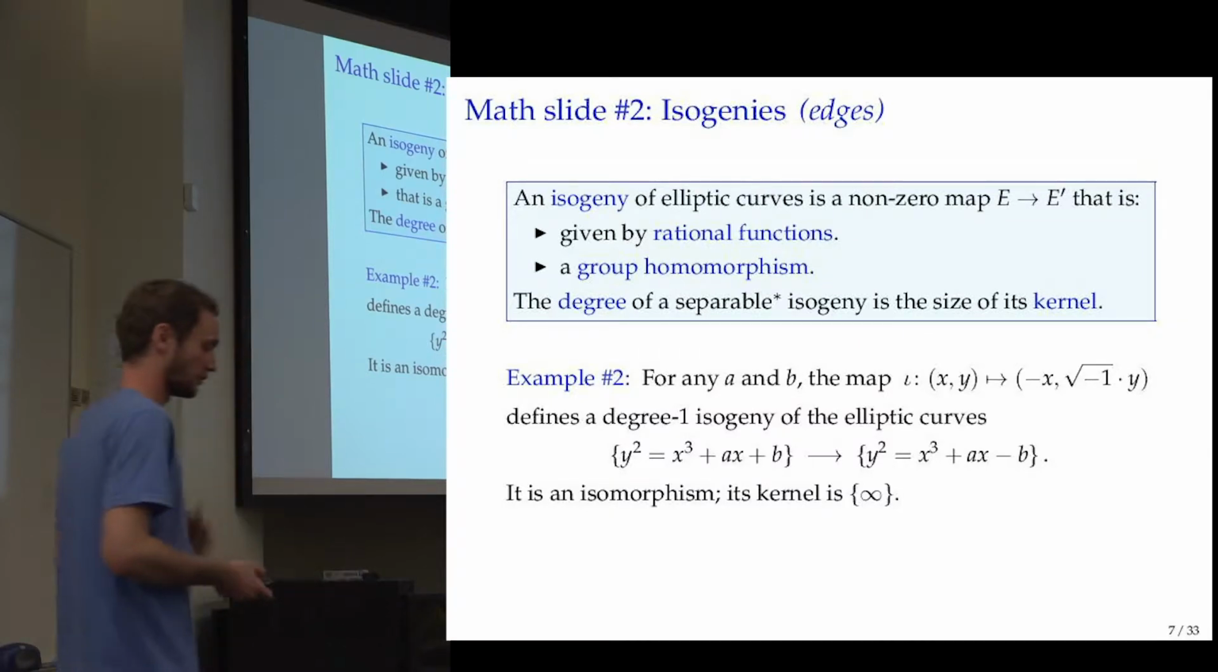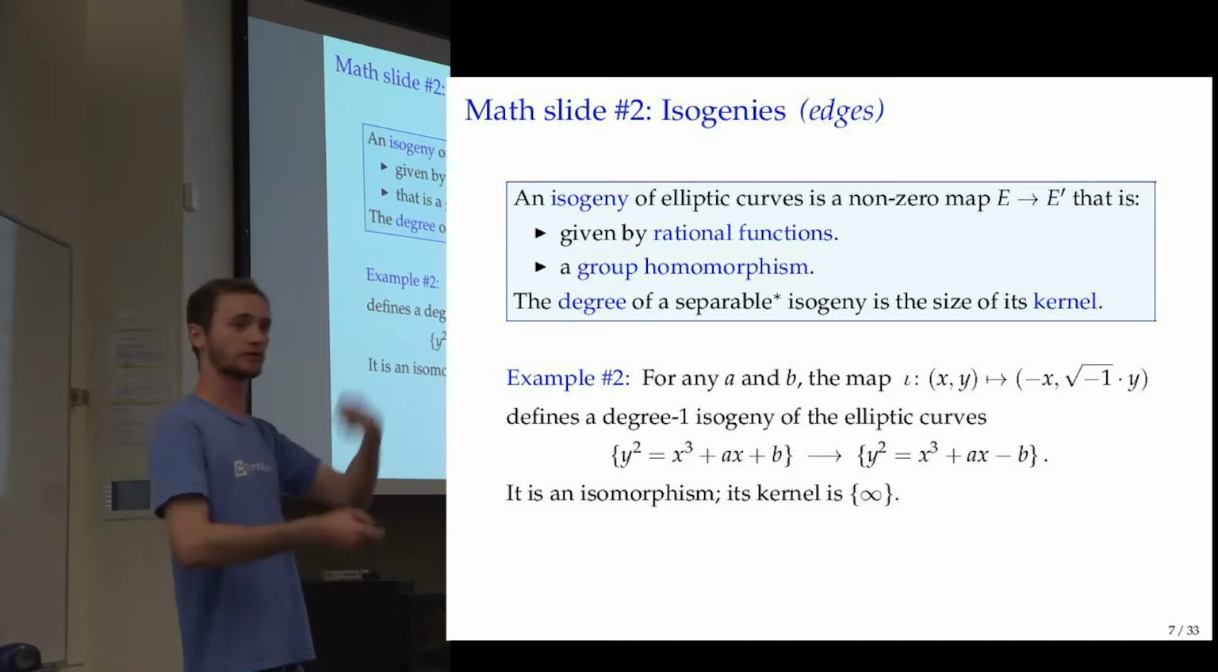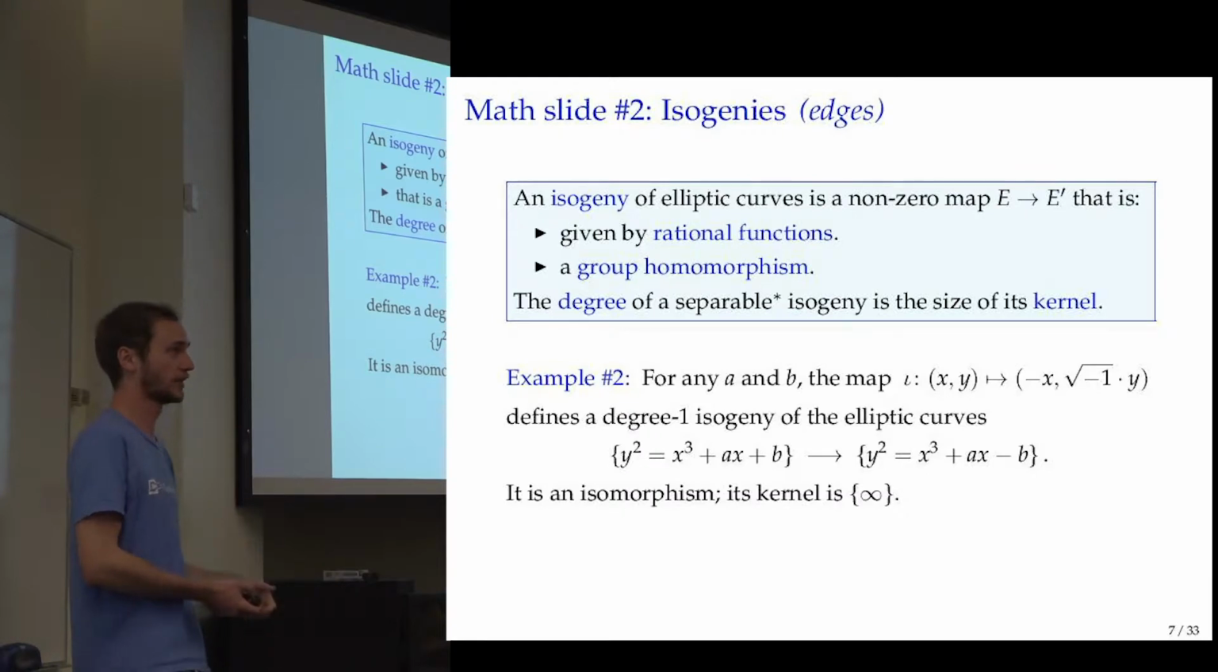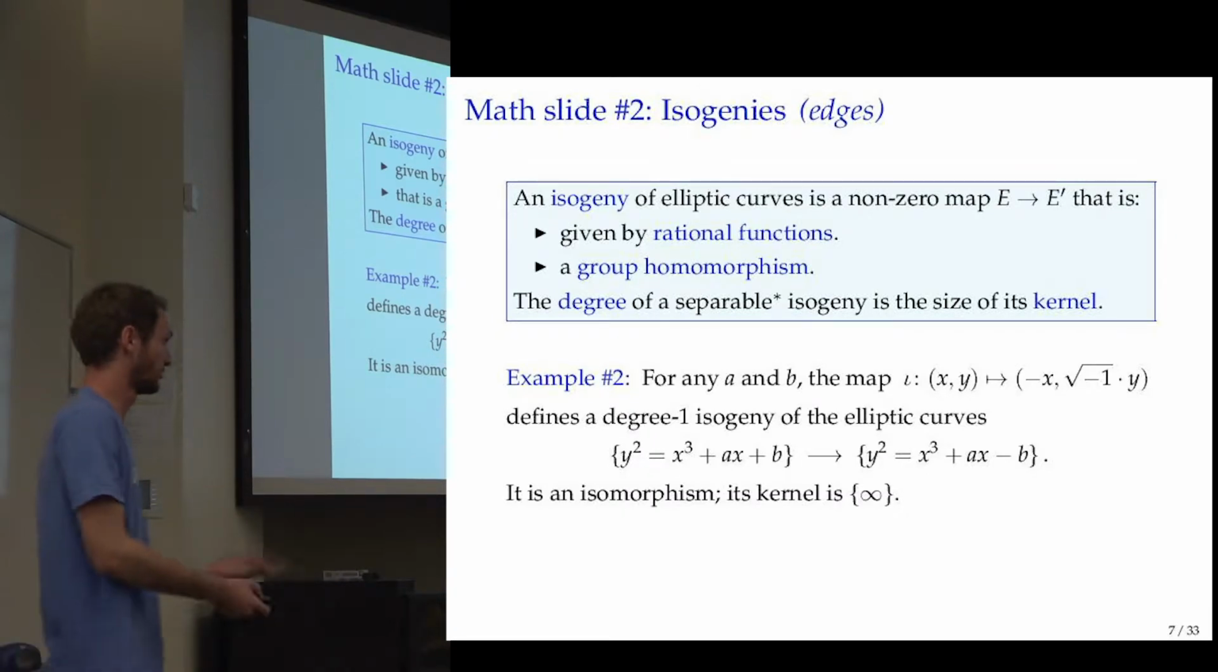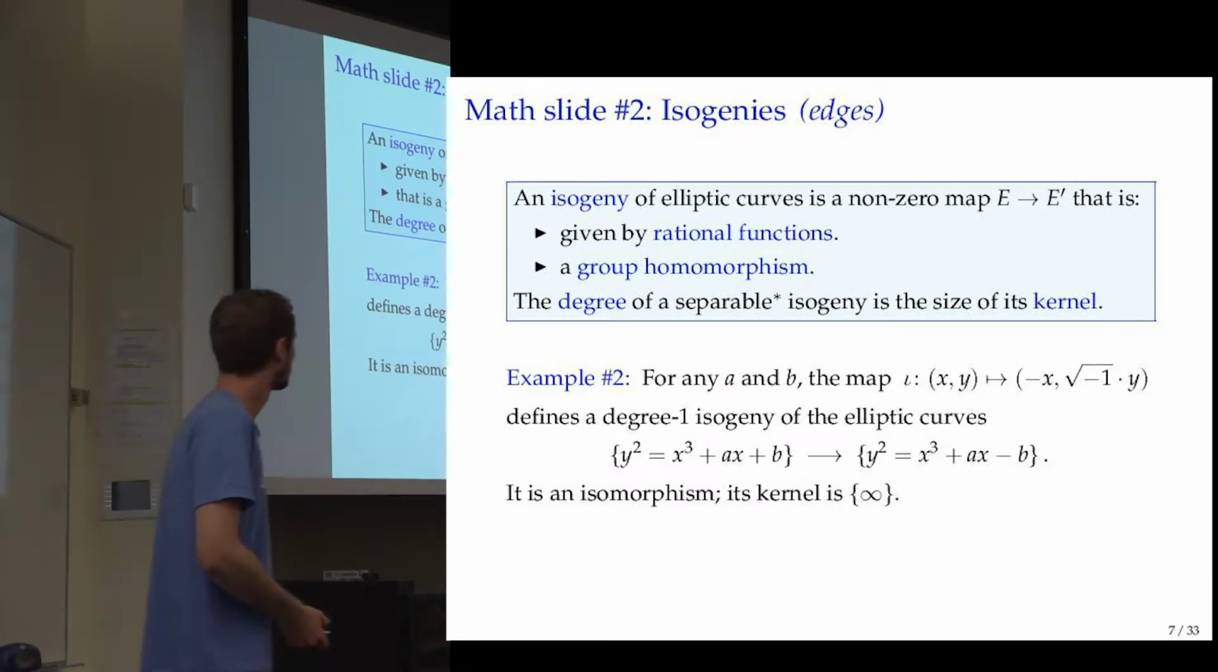Second example, so this was a very specific example, right? It's a map from a curve to itself. It's given just by scalar multiplication. You can actually have the scalar multiplication in any group, so this is not specific to elliptic curves at all.